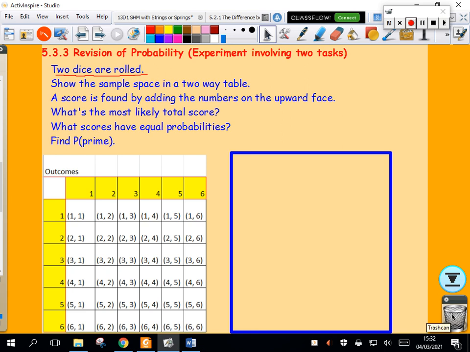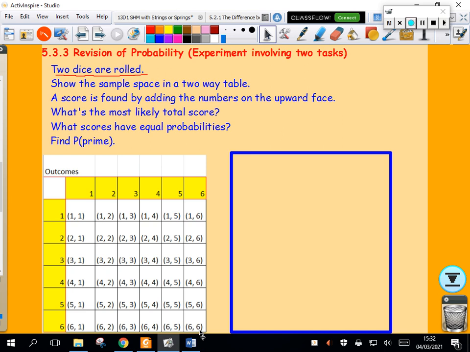So what we have is 1 on the first die, and then 1 on the second one. 1 on the first, then 2 on the second. 1 on the first, then 3 on the second. 1 on the first, then 4 on the second. 1 on the first, 5 on the second. 1 on the first, 6 on the second. Okay, down here would be 4 on the first die, 3 on the second. Down here, 6 on the first die, 6 on the second.